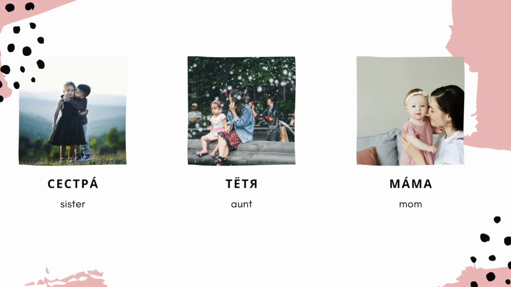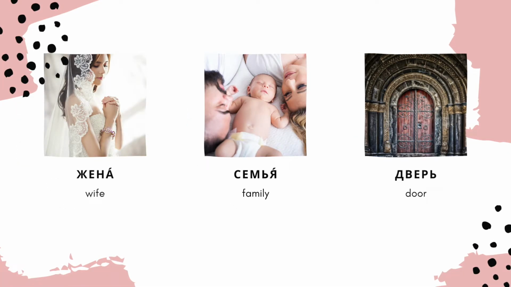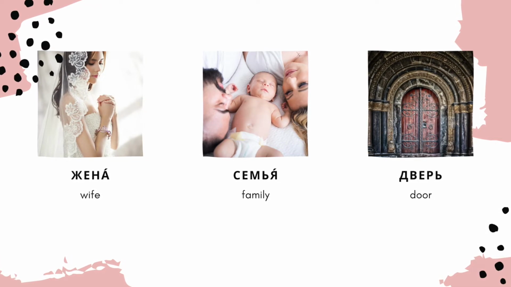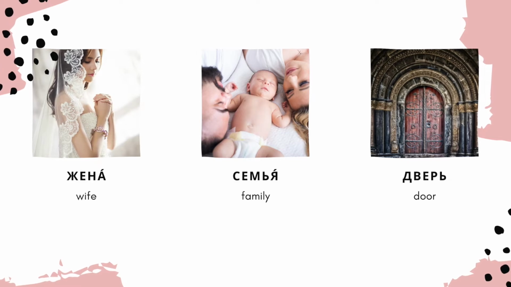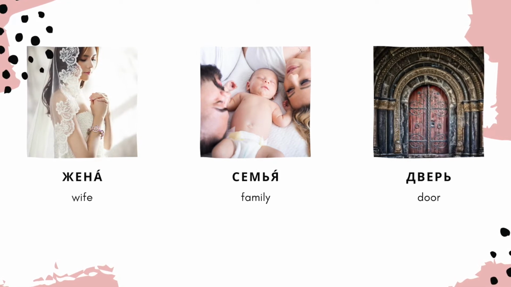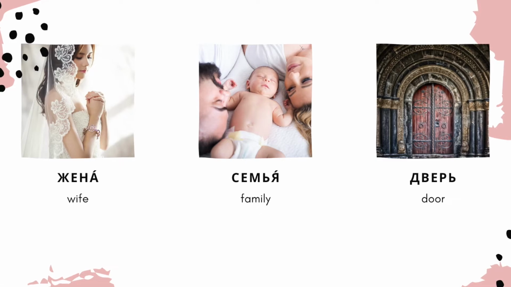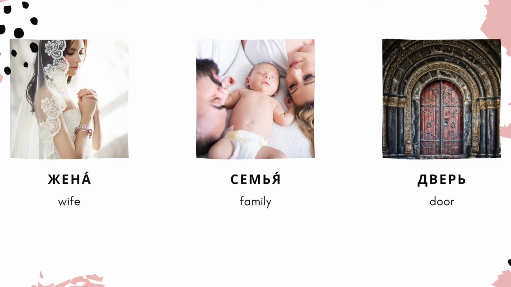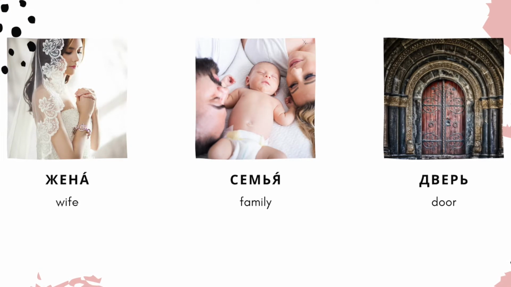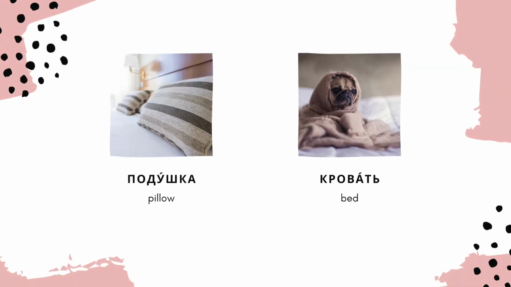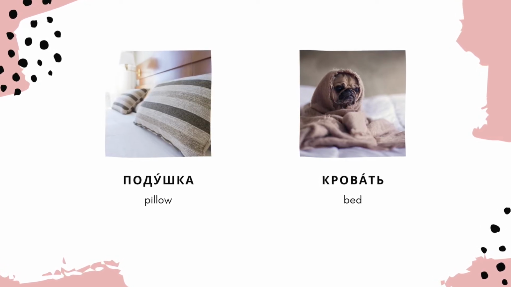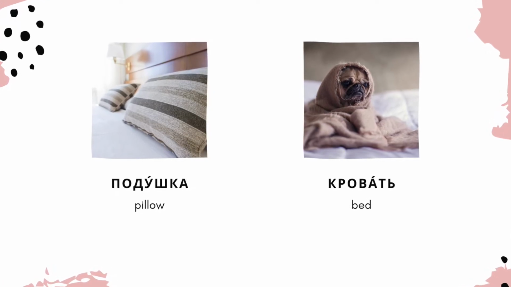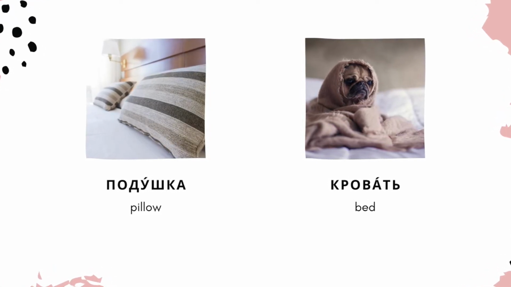Мама, жена, семья. That's an interesting one because семь means 7 and я means I. So basically, семья means 7 me. Семья. Дверь. Подушка. Кровать. Sorry, couldn't resist using this picture.